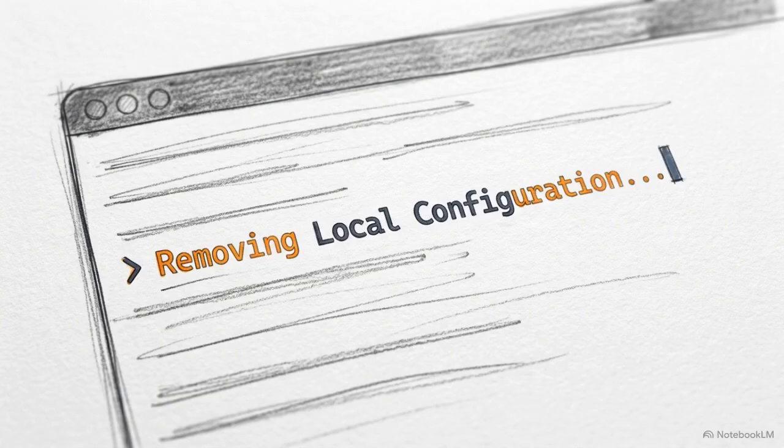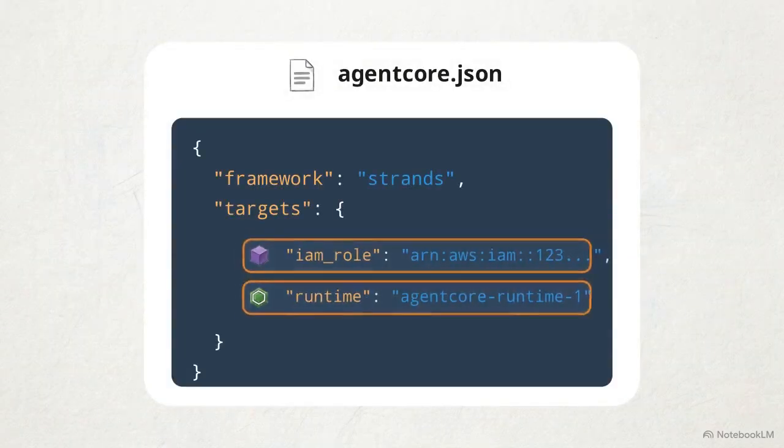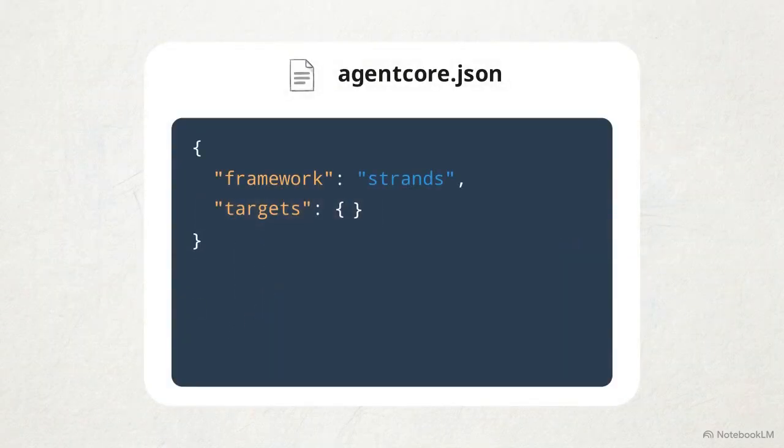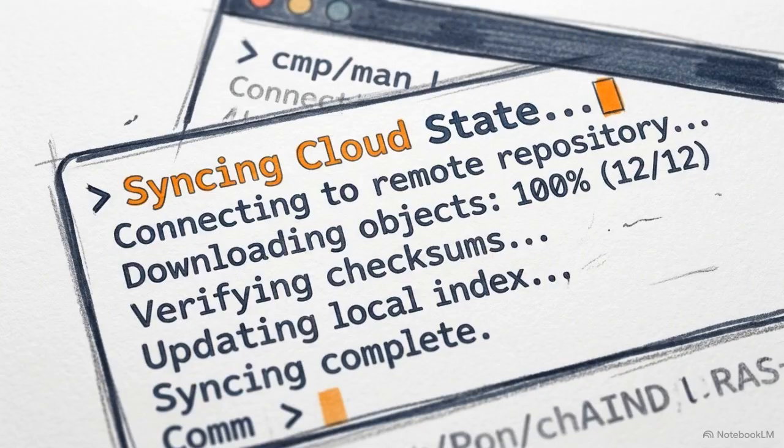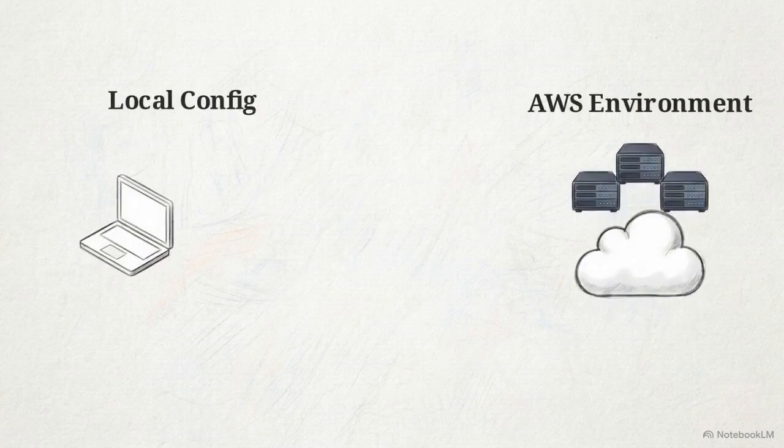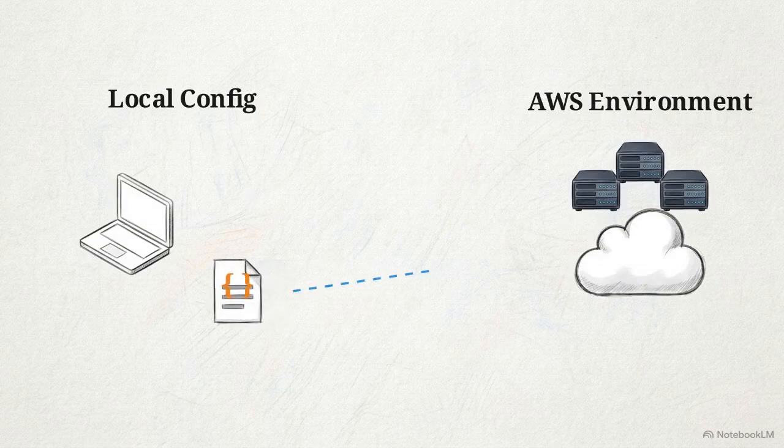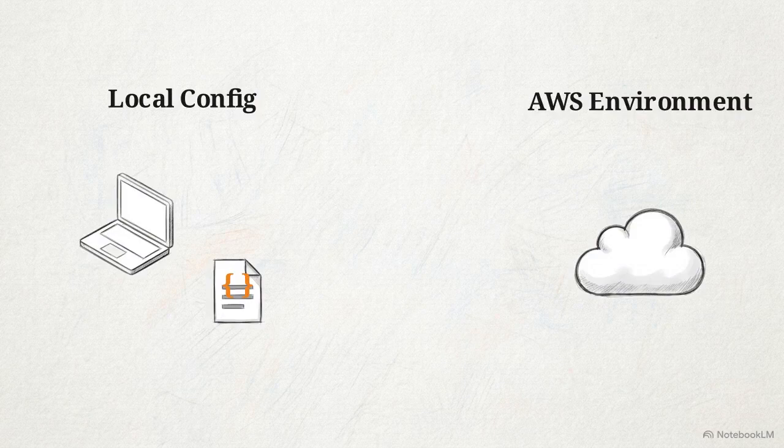Step 1 is running agentcore remove all, which strips the target resources out of your local agentcore.json file. Step 2 is running agentcore deploy one last time. The CLI detects the newly emptied local configuration, syncs that state with AWS, and safely deletes the corresponding cloud resources.